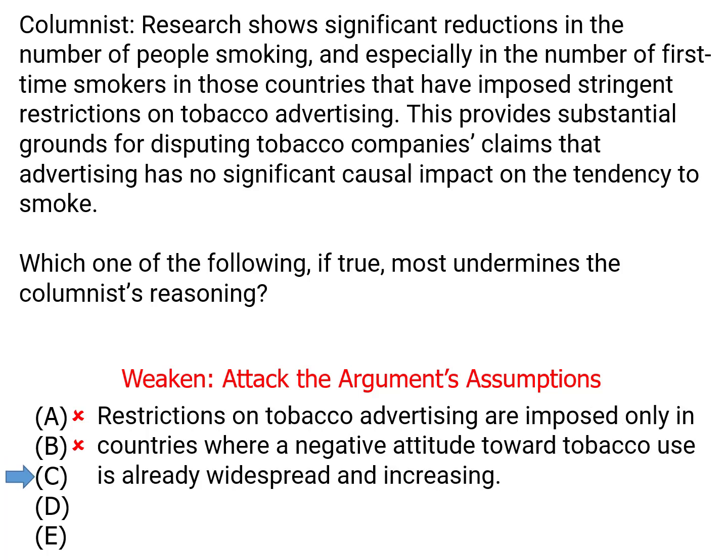Answer choice C, restrictions on tobacco advertising are imposed only in countries where a negative attitude toward tobacco use is already widespread and increasing. Hey, that's attacking the third assumption. It's showing that the relationship might be reversed. It's not that restricting tobacco advertisements causes people to stop picking up smoking. It says once smoking is already on the decline, that's when you get those advertising restrictions. So it's not X causing Y, it's Y causing X. Answer choice C weakens the argument by hurting the argument's assumptions.